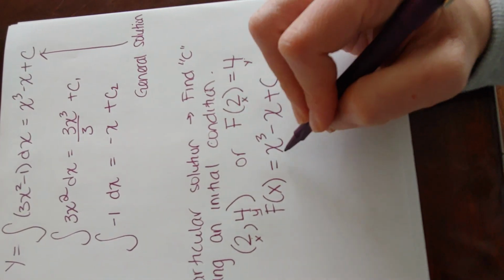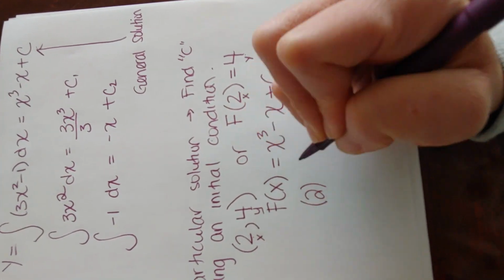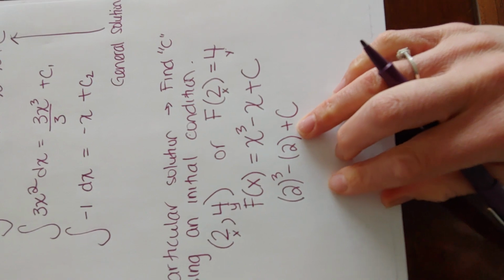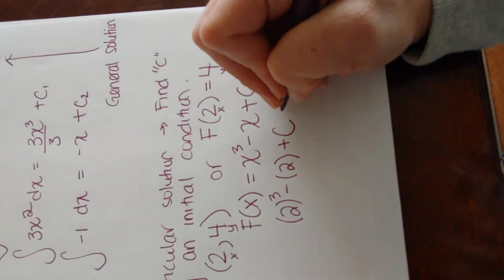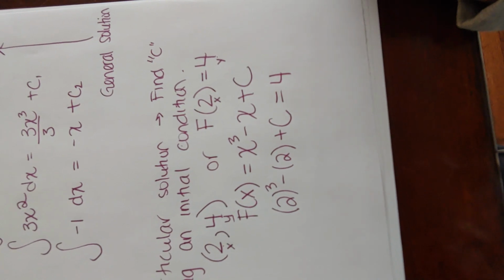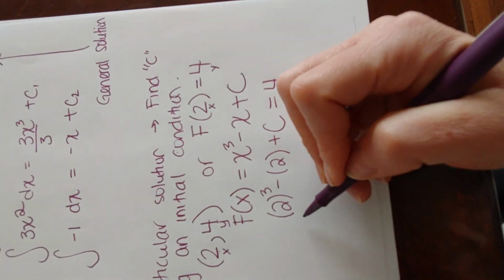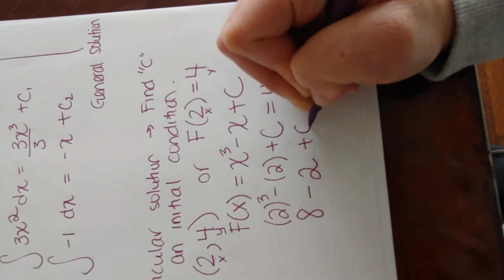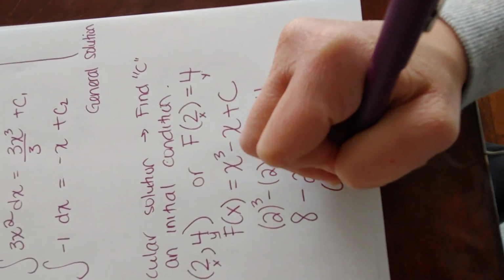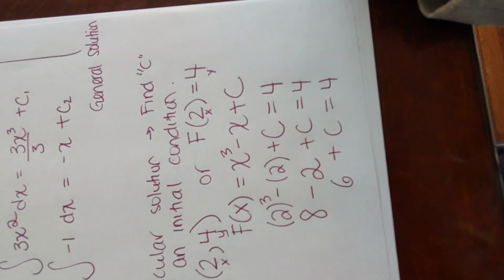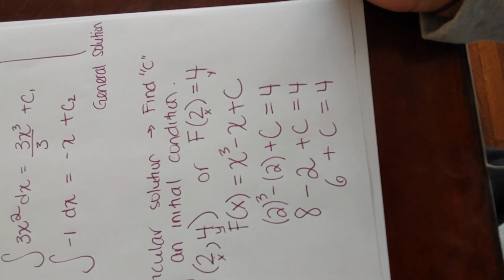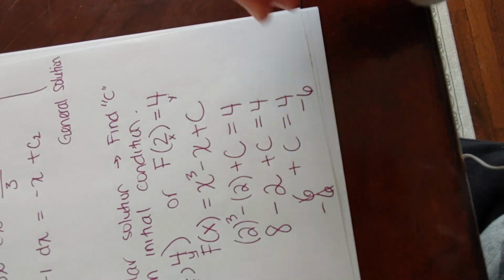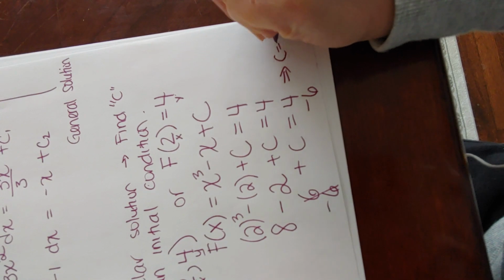All right, so I'm going to plug in 2 into my x spot. I know when I plug in 2, I have to get 4 out as an answer. Now look, I have an equation with one unknown. I could solve for this. So I have 2 to the third, which is 8, minus 2 plus c equals 4. This is 6 plus c equals 4. So c equals -2.